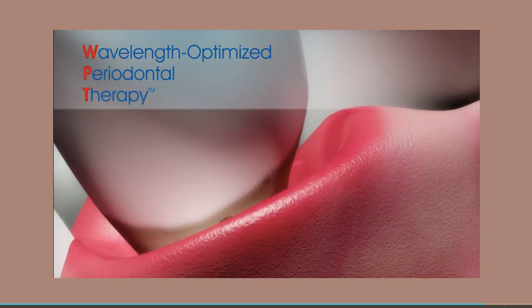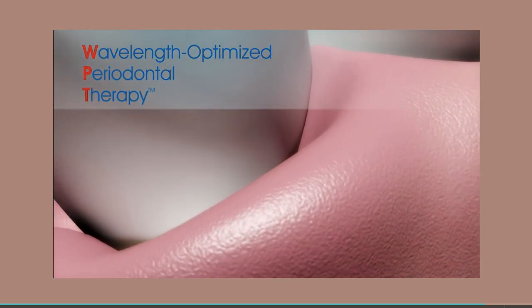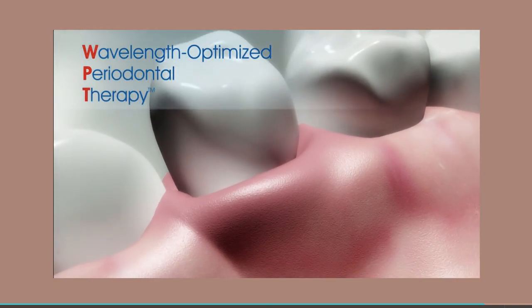Wavelength optimized periodontal therapy, a breakthrough in minimally invasive periodontal disease treatment that can restore your patient's periodontal health.